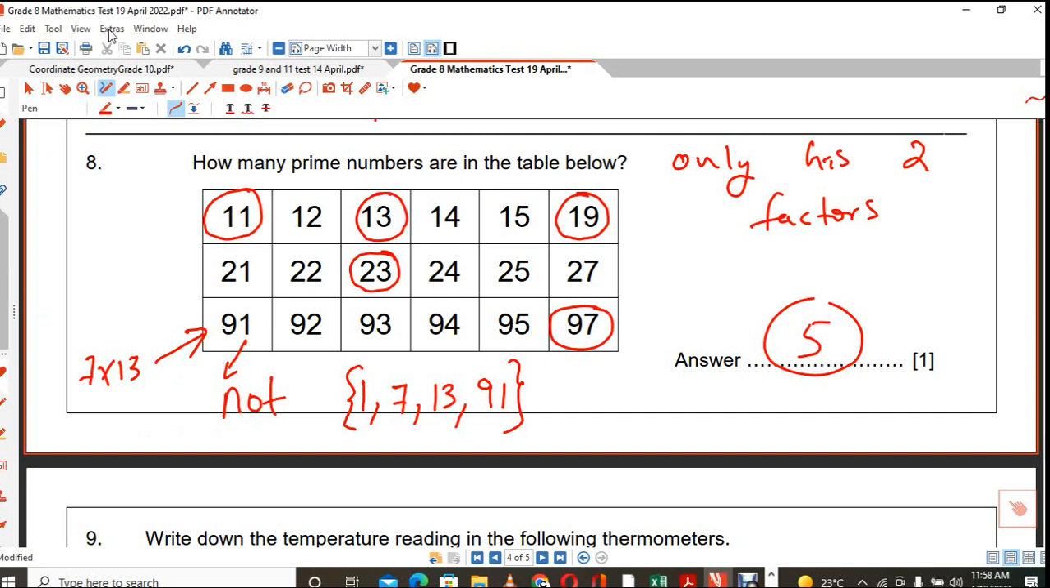Is 93 a prime number? How do you know that it's not a prime number? If you add 9 plus 3, what do you get? 9 plus 3 gives you 12. And what can go into 12? Therefore, 3 will go into 93. In fact, 3 goes there how many times? 31 times. Ne?